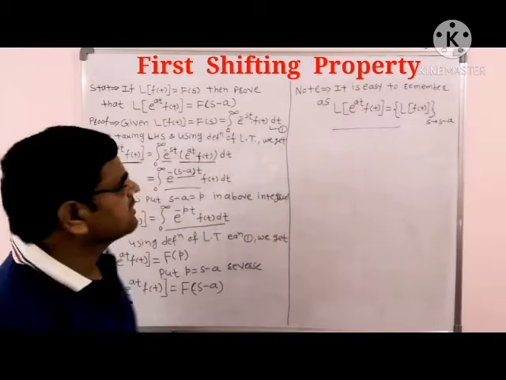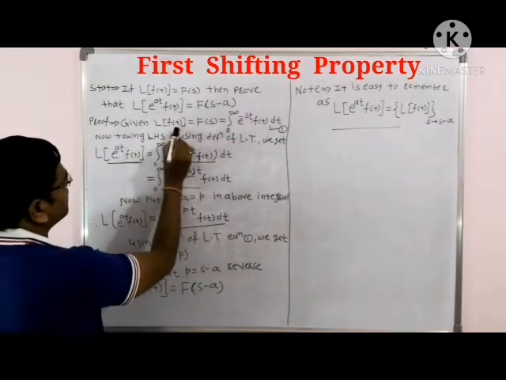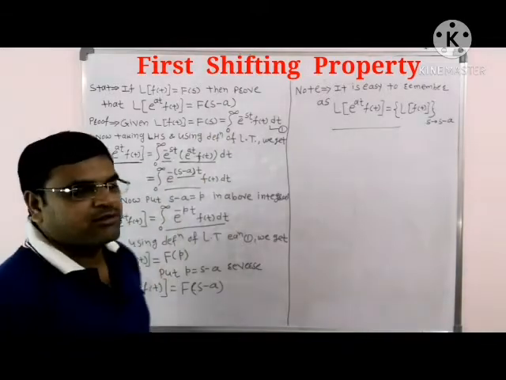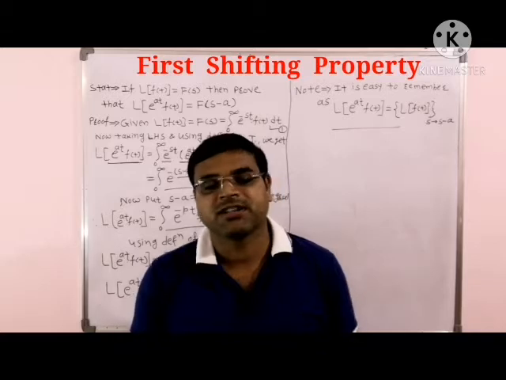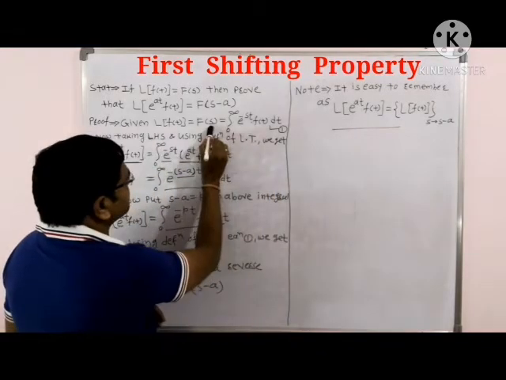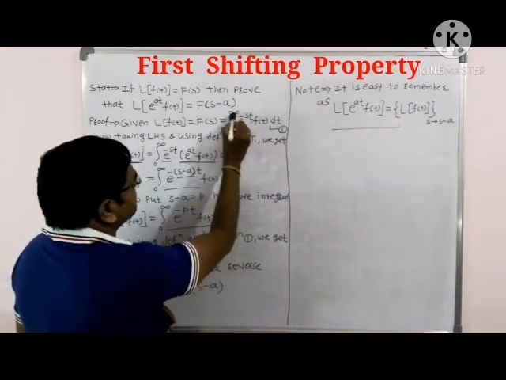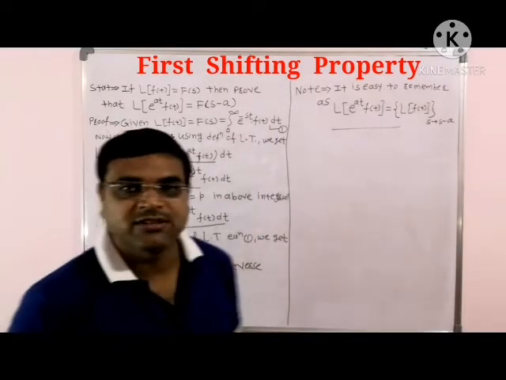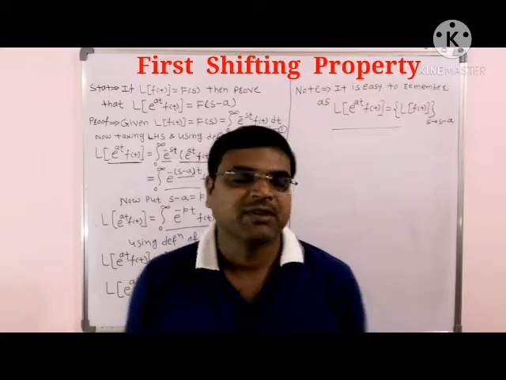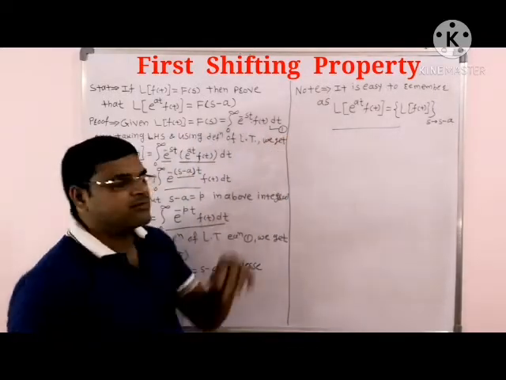What is given? We are given L{f(t)} = F(s). By using the definition of the Laplace transform, this can be written as the integral from 0 to infinity of e^(−st) f(t) dt. So this is the definition of the Laplace transformation. Let it be equation number 1.